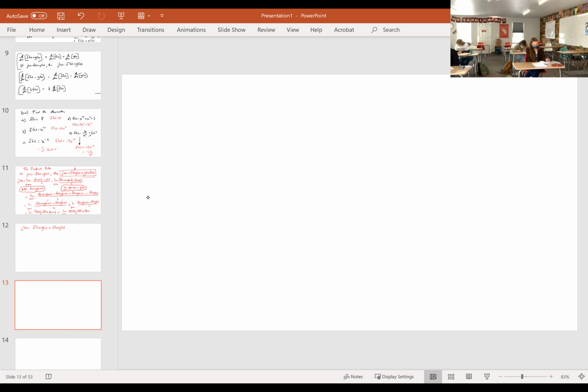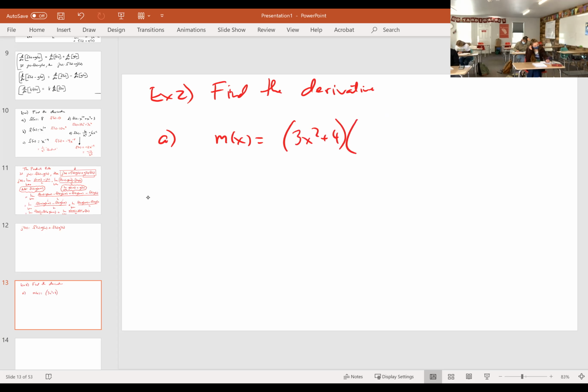Okay, let's jam with it here. Exercise 2: find the derivative. Here's my function. I'm going to call it m of x. m of x is equal to the product of the two factors shown.